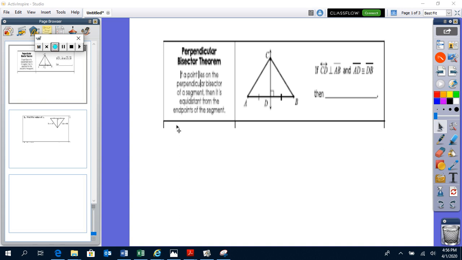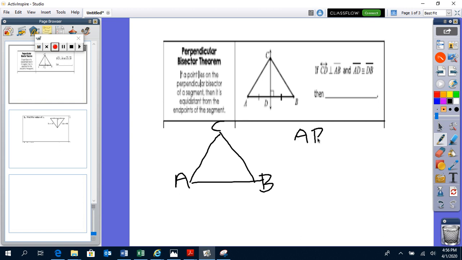Good morning. We're going to look at the perpendicular bisector theorem now, which says that if a point lies on the perpendicular bisector of a segment, then it's equidistant from the endpoints of the segment. So let's take an example of a triangle here. So we have C, A, B. Okay, let's take the line segment AB.